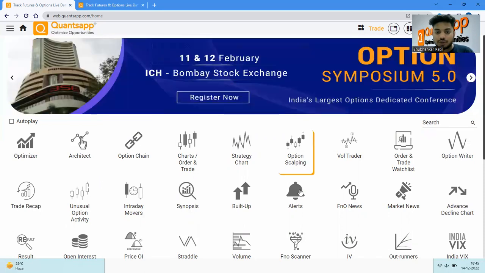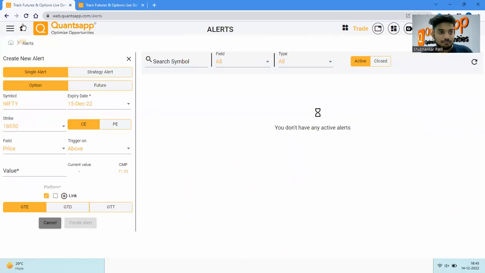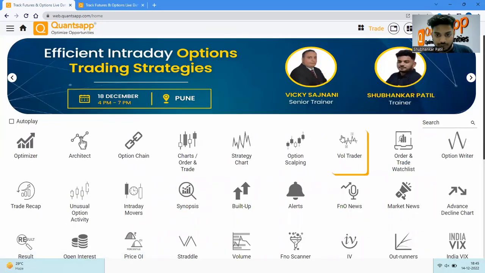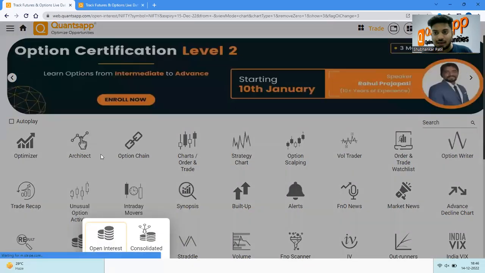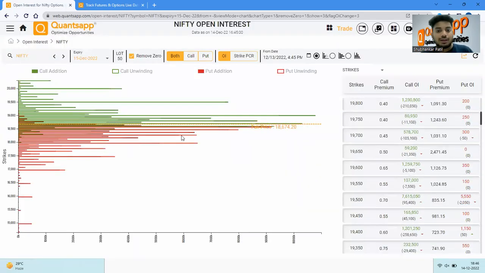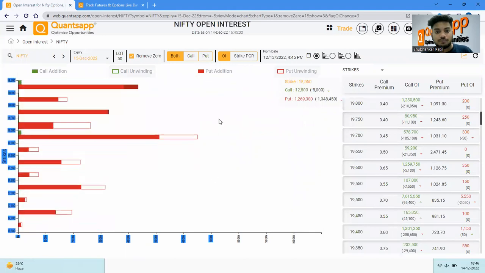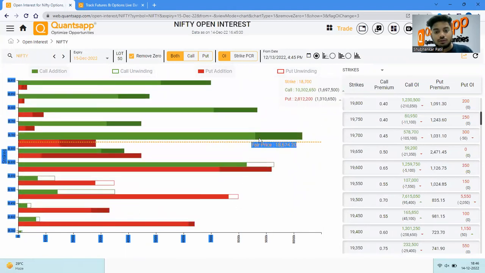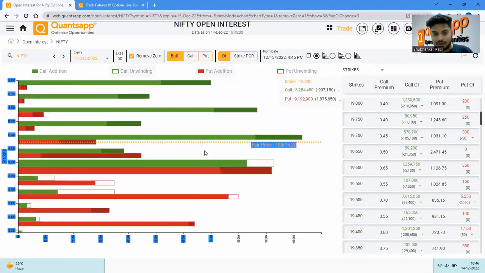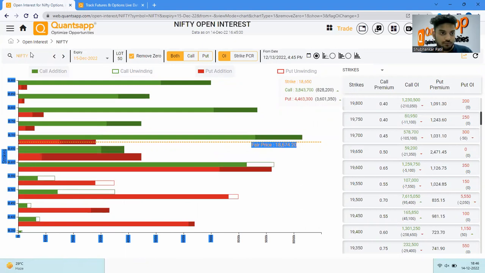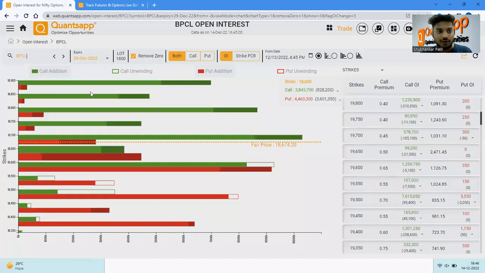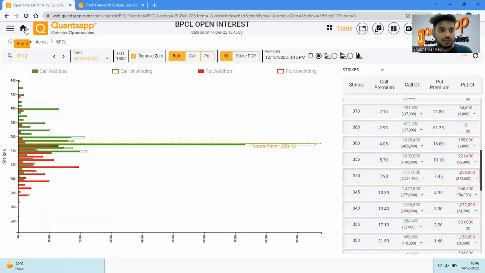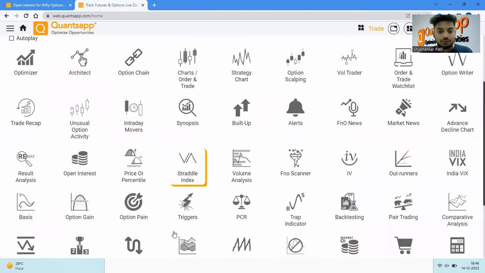Now let's take an example. Let's say Nifty, let's see where Nifty's highest call is. Just creating a hypothetical scenario. Let's say the highest call for Nifty is placed at 18,700. Let's see if we get any stock, let's say BPCL or something. Let's find it out. BPCL, nothing works. So let me find out using triggers.